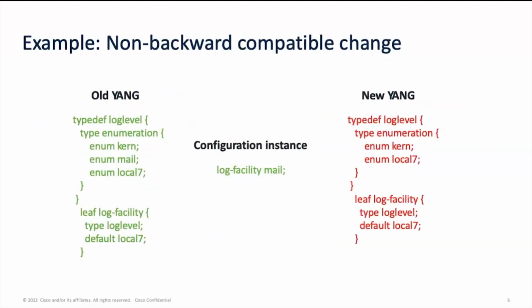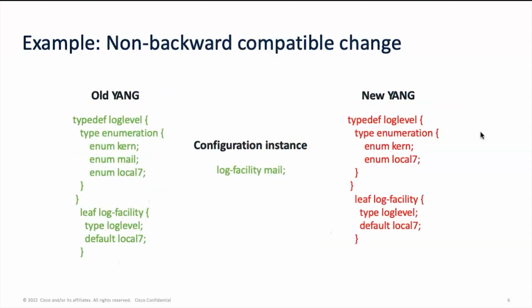So let's give some examples here. These are very simple, basic examples just to illustrate what we're talking about when it comes to a non-backward compatible change. On the left side, we have an old Yang module that has a type definition on top and a leaf log facility in the bottom with the default value of local 7 and also the type. This is the same type used here. And we have an existing configuration of log facility with the value mail, which is another enumeration in this type.